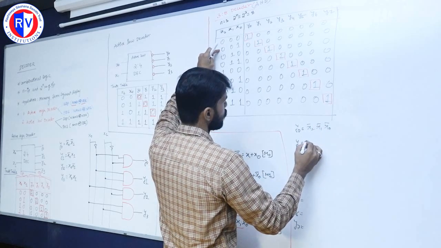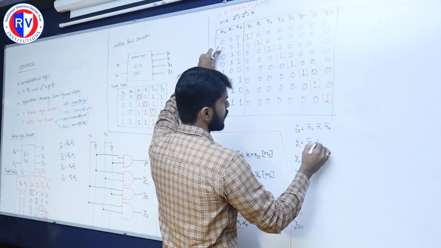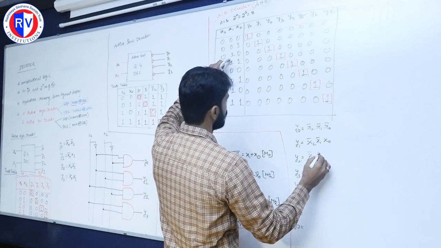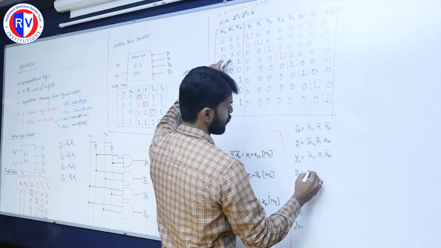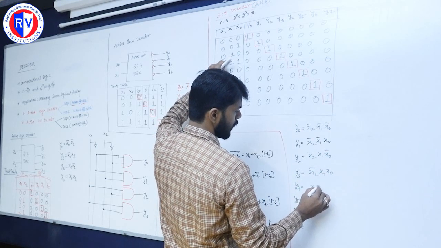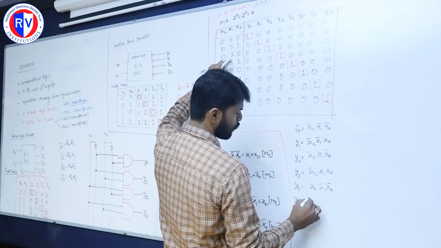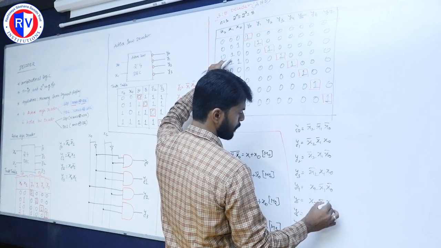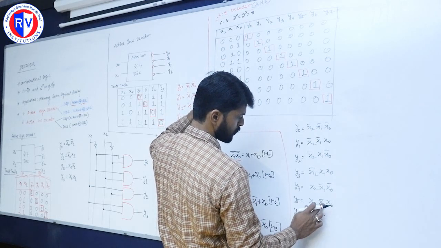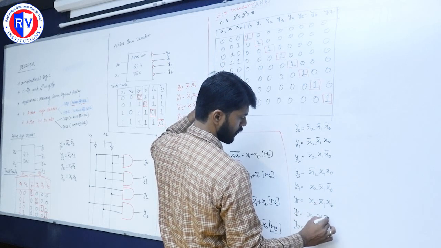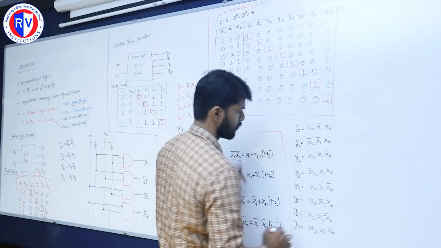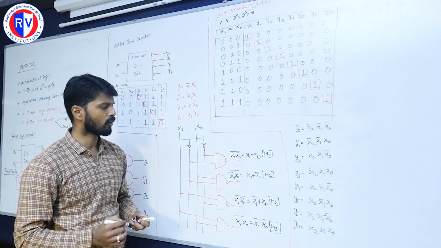Similarly for y1, x2 bar, x1 bar, x0. Similarly for y2, x2 bar, x1, x0 bar. Similarly for y3, x2 bar, x1, x0. Similarly for y4, x2, x1 bar, x0 bar. y5, x2, x1 bar, x0. Similarly y6, x2, x1 and x0 bar. Similarly for y7, x2, x1 and x0. So this is the equation for y0 to y7.